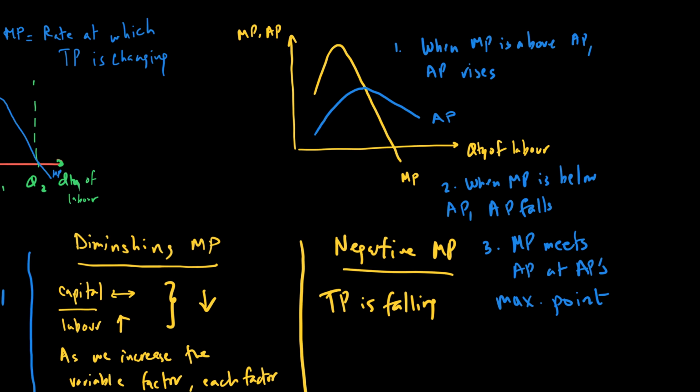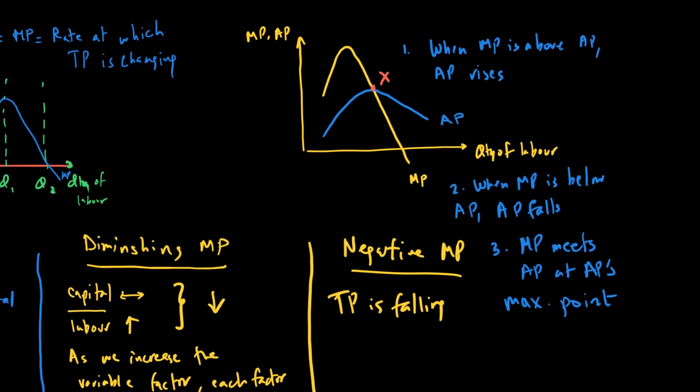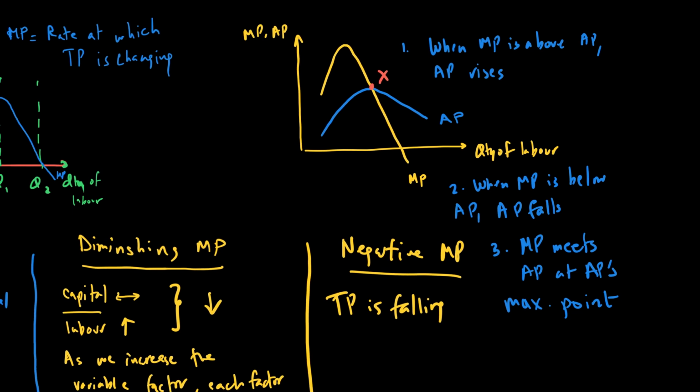And then comes this point X, where when MP is above AP, AP rises. But as soon as MP meets AP, after which MP will go below, AP starts to fall. Therefore MP should meet AP at AP's maximum point, because beyond X, AP will fall. Before X, AP was rising. Therefore, at X, AP must be at its maximum point. So that's why when MP meets AP, AP is at its maximum point.